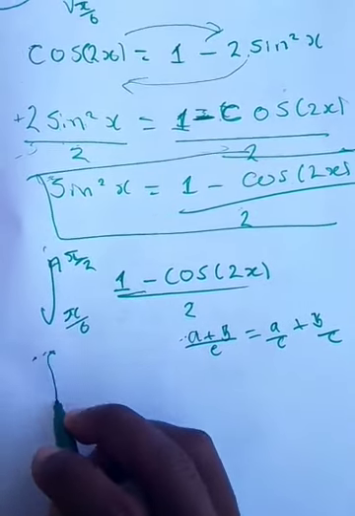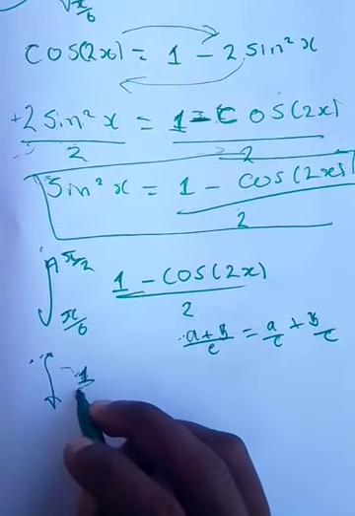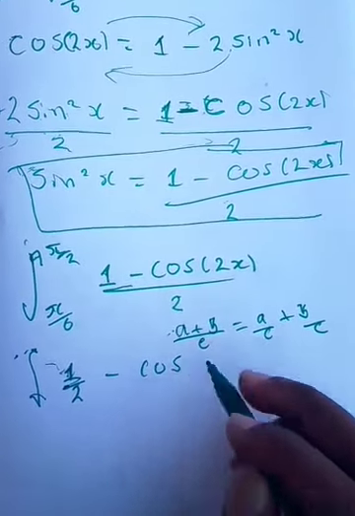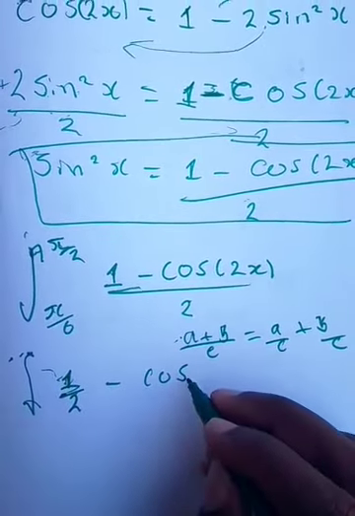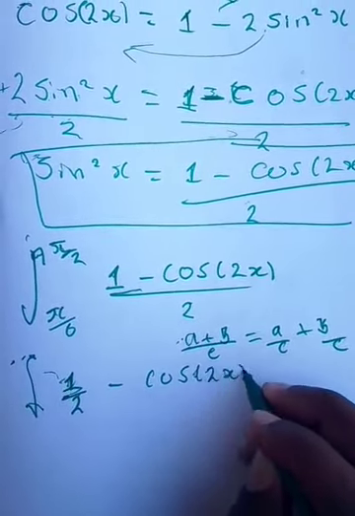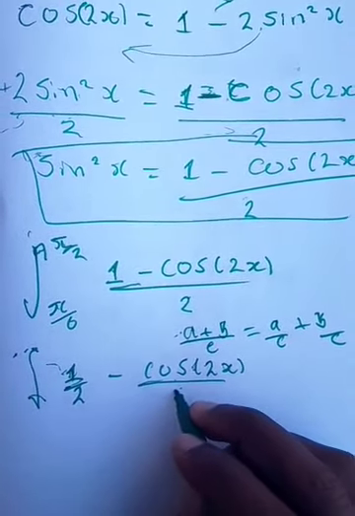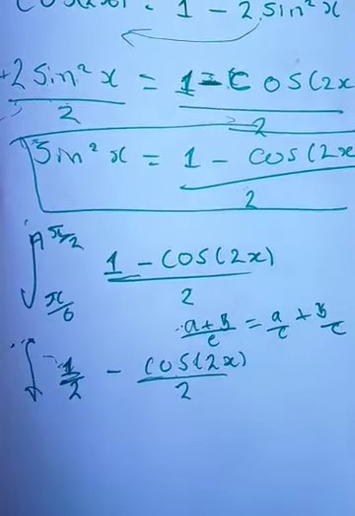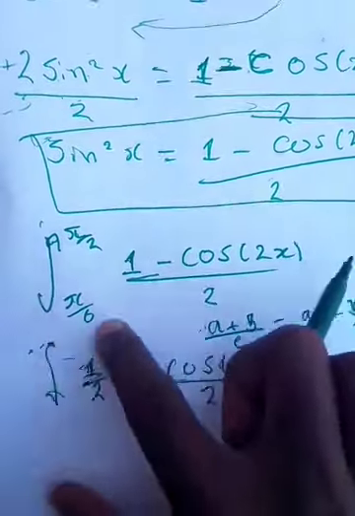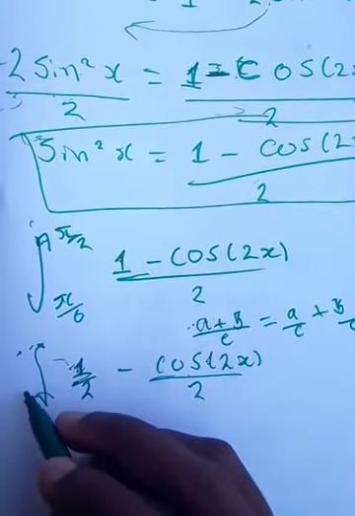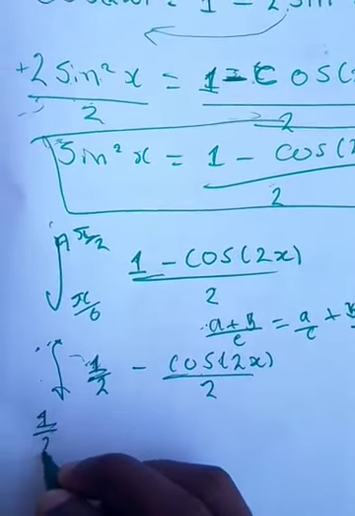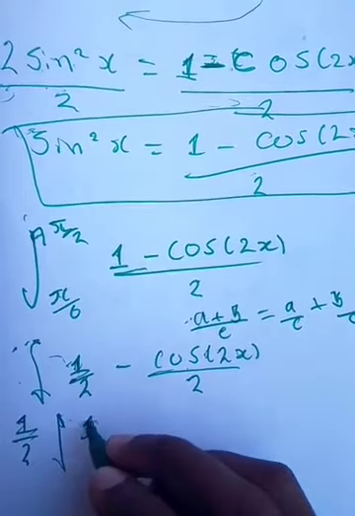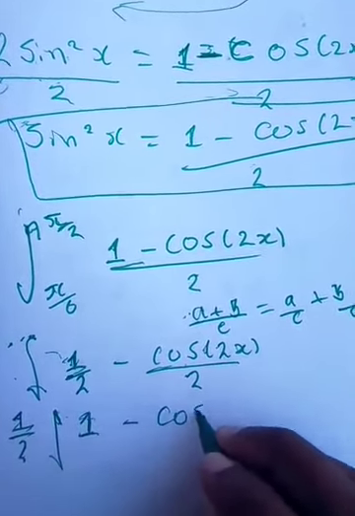So, I can do this. I can say 1 over 2 minus cos 2x over 2. Do you remember this? And then now at this stage you can just use any method you want. So me, what I'm going to do is that I'll just factor out 1 over 2. Then I'm going to remain with, here I'll remain with 1. I've just factored out 1 over 2. If you want, you can multiply it back. Then here I'll just remain with cos 2x.